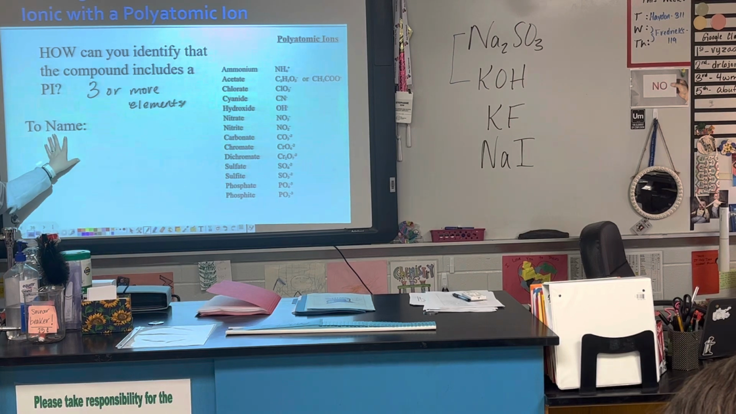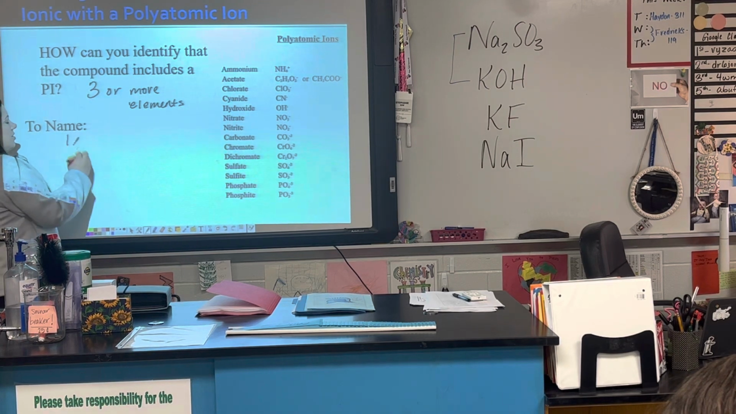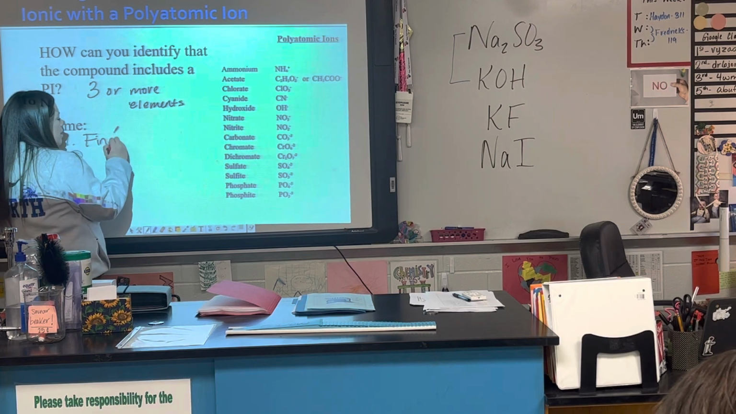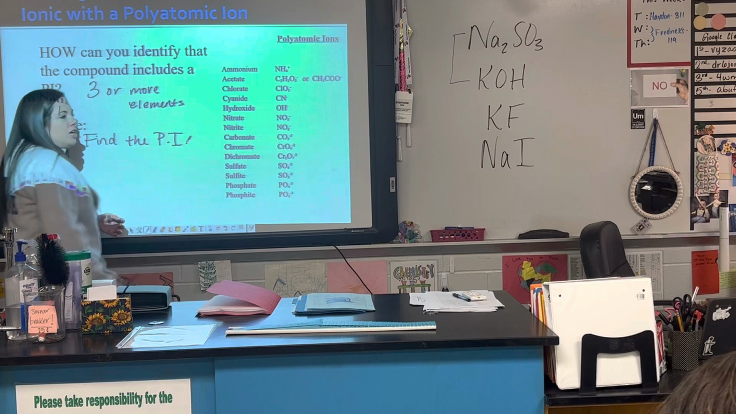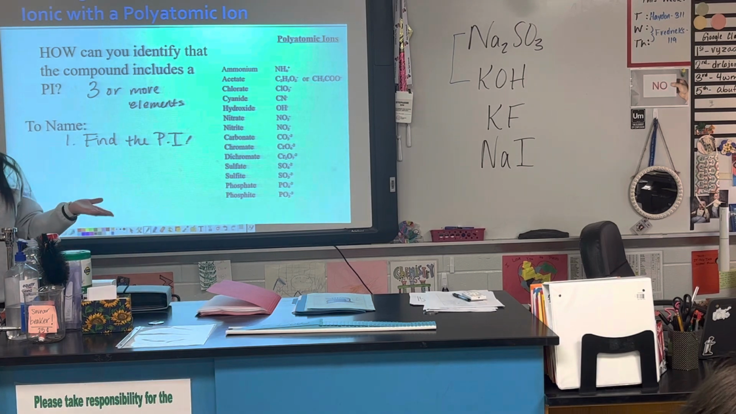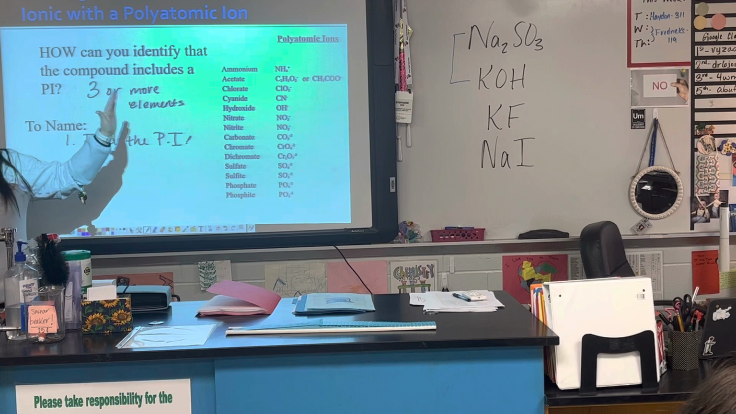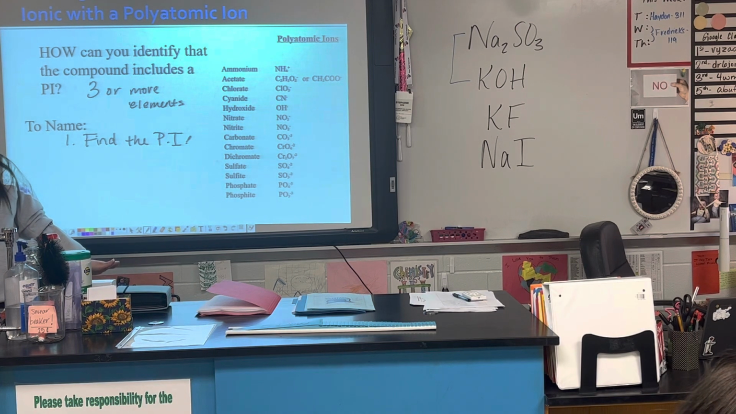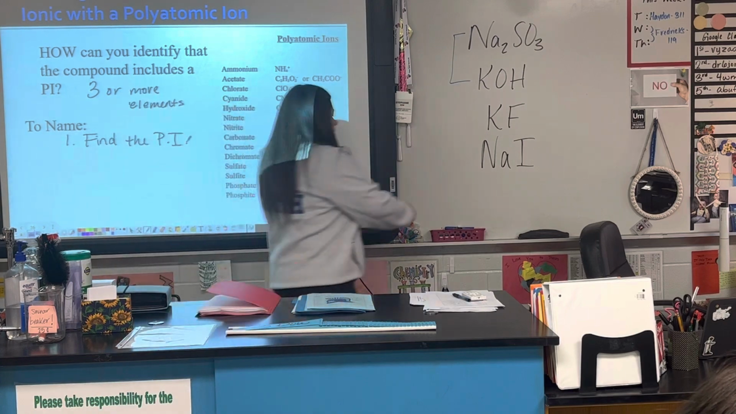When we go to name something with a polyatomic ion, the very first thing you need to do is find the polyatomic ion. So in that first example up there, what's the polyatomic ion in it? Zahara, what is it? Just the formula. Is it the Na2S or the SO3? SO3. Yeah, the SO3, which is why I had you memorize them, because it should be a lot easier now for you to pick those polyatomic ions out. So it's the SO3.